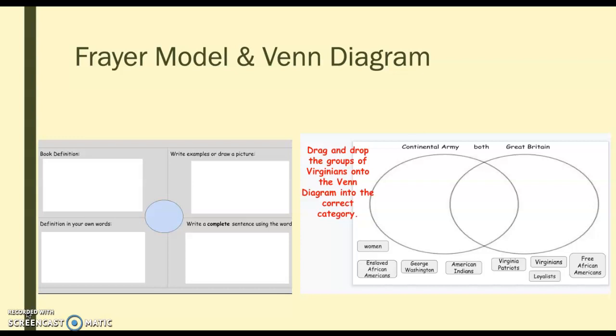Next was the graphic organizer they did in the middle of the unit. This was a Venn diagram that compared the Continental Army and the Great Britain side during the American Revolution. The students had to use the word bank at the bottom to drag and drop the groups of various Virginians into the Venn diagram with the category that they would belong in.